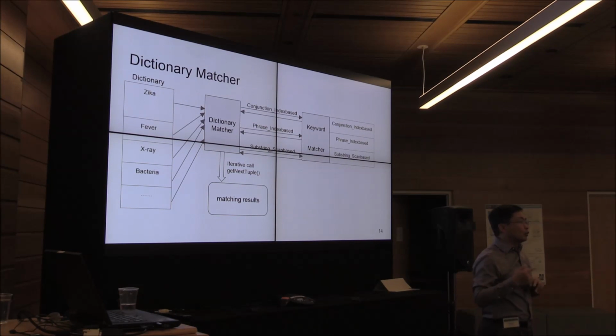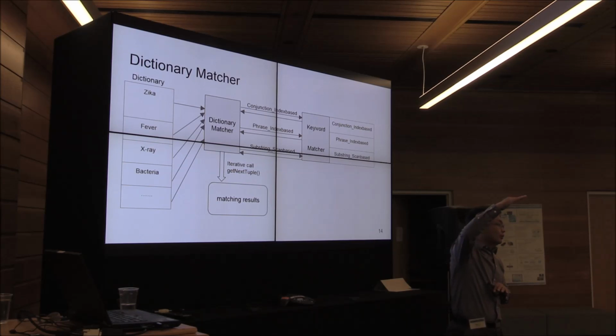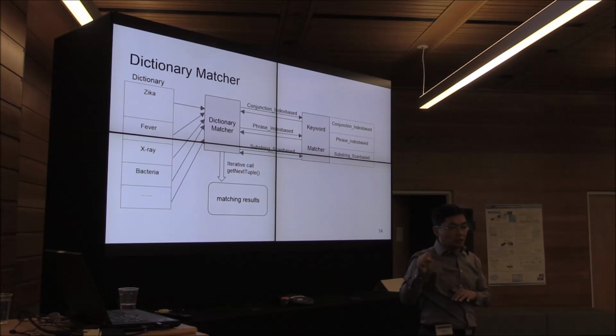Currently what we do is we just use the basic keyword matcher. Very simple. I just go through the entities in your dictionary one by one, and for each of them, I just call the corresponding keyword matcher to do the matching of the documents.